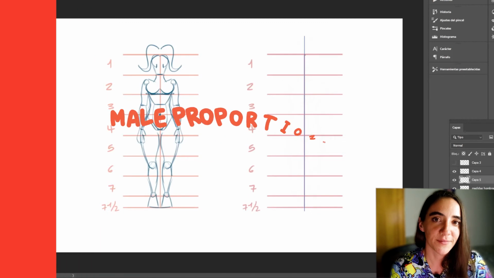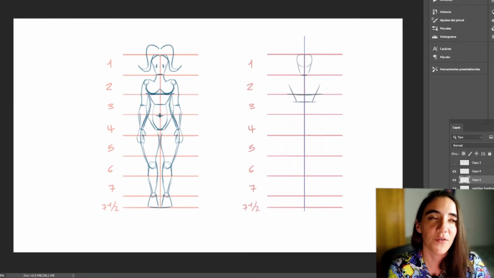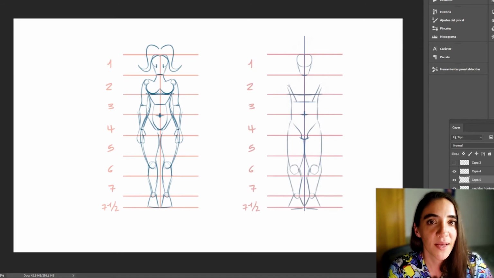Male proportions. Even though male and female proportions have a few variations, the average height is still 7.5 heads. The main points like the nipples, the belly button, the knees and the ankles are exactly the same as in females, but in males we can find that the arms tend to be a little bit longer and the hips and the pubic bone a little bit lower.